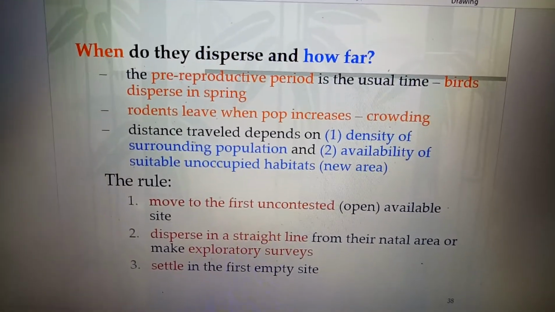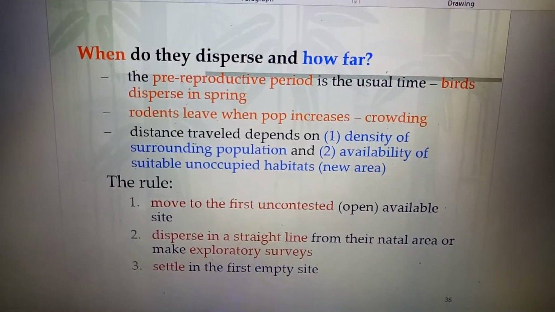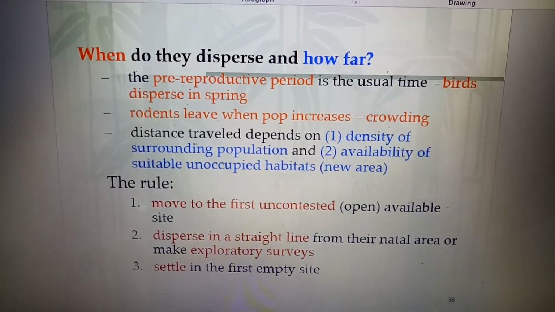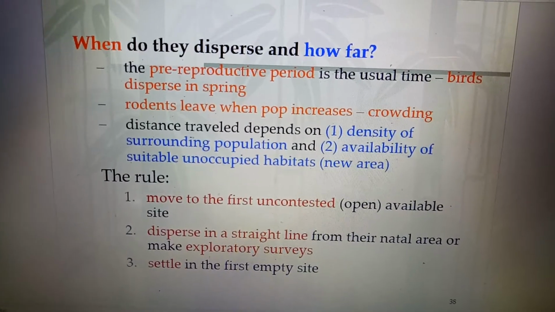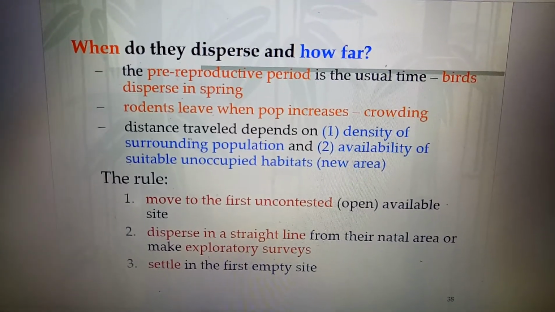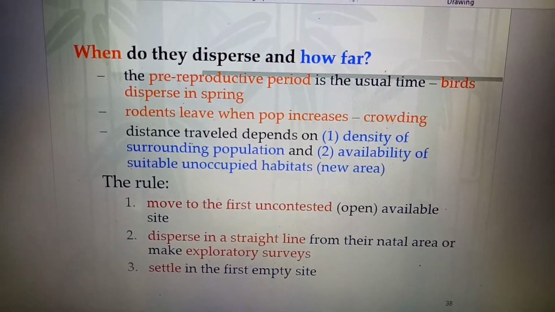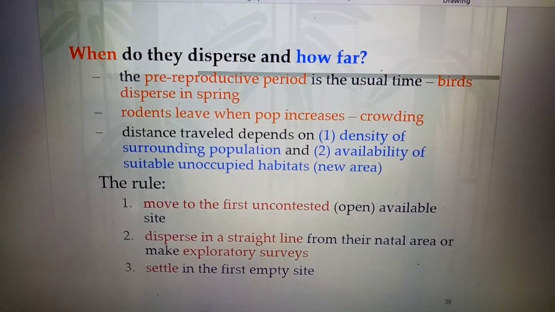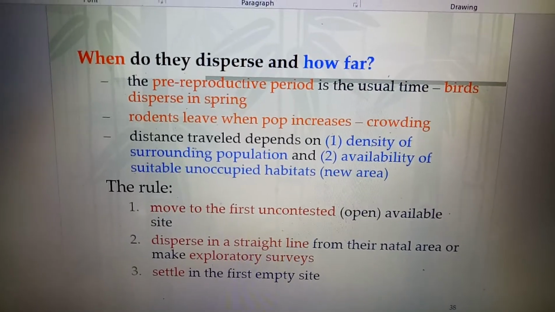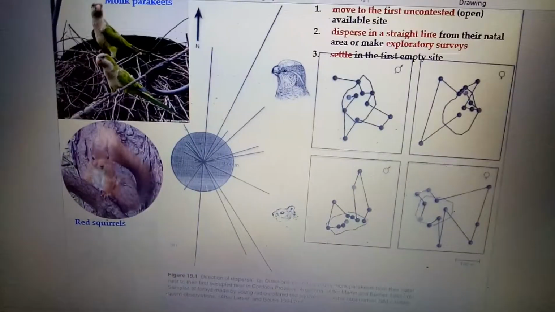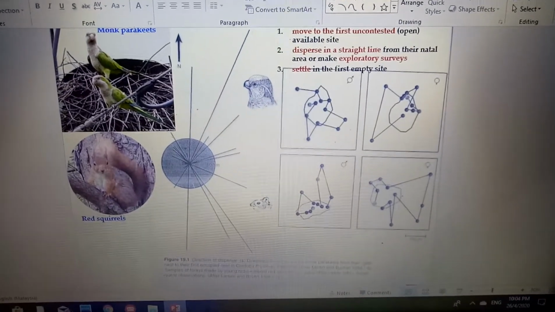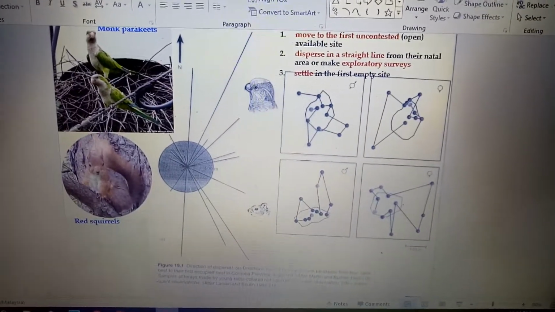So the rules are: number 1, move to the first uncontested open available site. Number 2, disperse in a straight line from their natal area or make exploratory surveys. And number 3, settle in the first empty site. Okay, this is actually about dispersal.